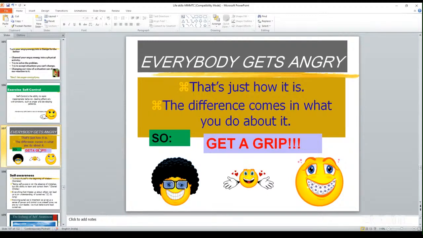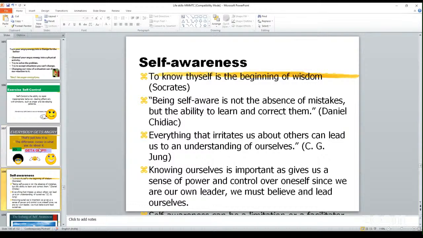The next part we are going to discuss in a few minutes is self-awareness, again one of the life skills as advocated by WHO. What is this self-awareness? To know yourself is the beginning of wisdom, as Socrates has said. We know more about others, but the problem is we don't know about ourselves. It happens many times. So that's the self-awareness part, knowing yourself.